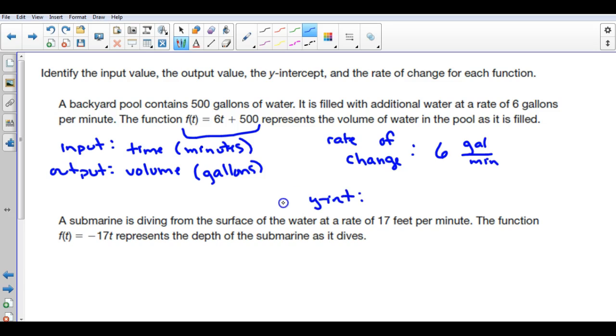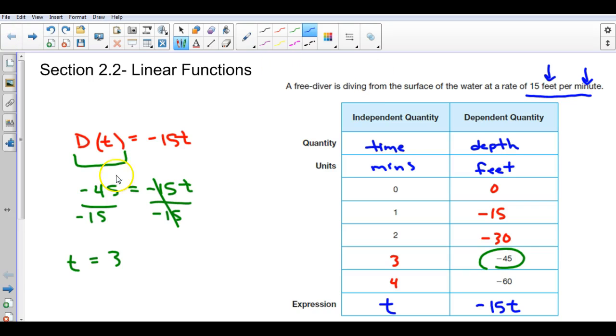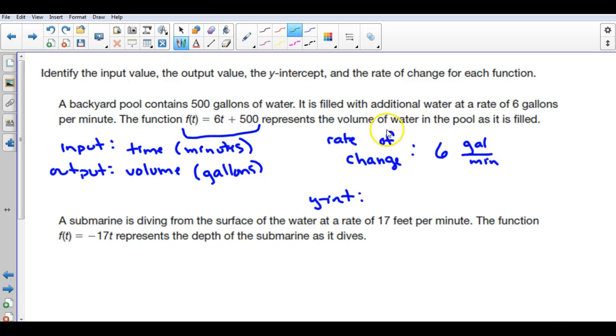So y-intercept, it's kind of one of those things we just call a starting value, but I don't want to just say starting value. I want you to understand, and I'm going to go to the last problem for this, that when we say starting value, what we're saying is when your independent value is 0, what is your dependent value? This will be your y-intercept. So in the last problem, after 0 minutes, the diver was at 0 feet, and notice it's because they were diving from the surface.